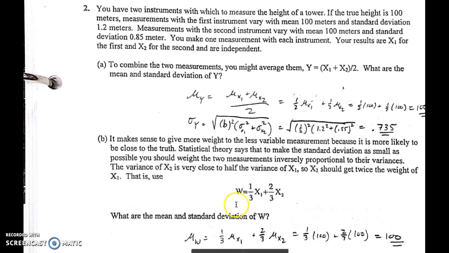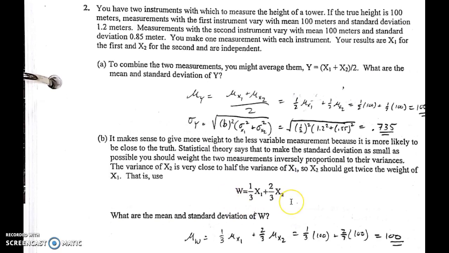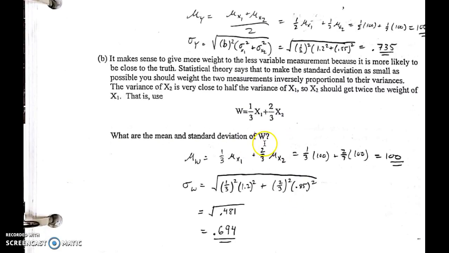So that explains how we get this equation. And now we're going to find the mean and standard deviation of W. So the mean of W would be 1/3 times the mean of the original one. And the original mean, remember, for each of these was 100. So we're doing 1/3 of 100 plus 2/3 of 100, which again is just going to come out to 100.